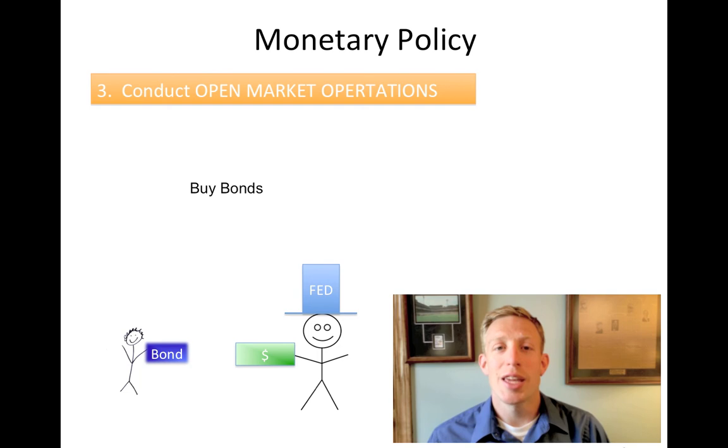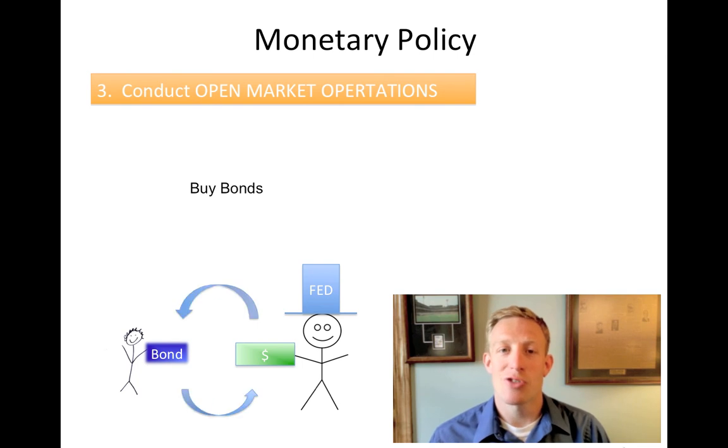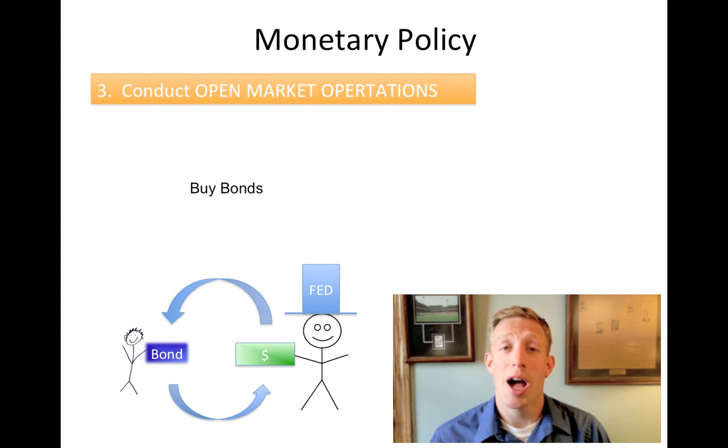So if the Fed gives you money and you give the Fed the bond, this magical event occurs when you take possession of the money. The money is now in the money supply. And the Fed has just increased the money supply by buying your bond and giving you money. As long as the Fed holds the money, it doesn't necessarily increase the money supply. But once it gives it to you, the money supply is increased.